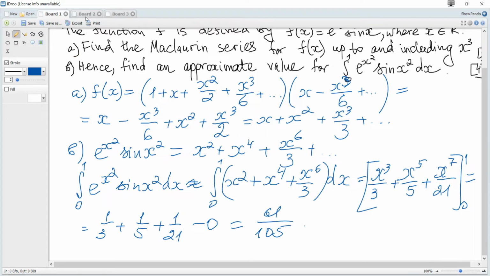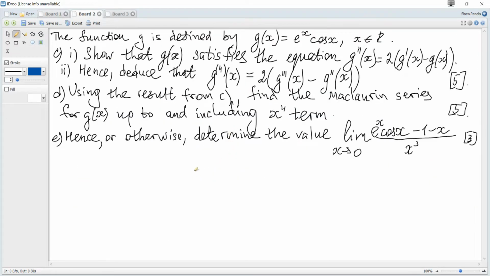The next part of this question: the function g is defined by g of x is e to the power of x cosine of x. Show that g of x satisfies the equation: the second derivative of g is 2 multiplied by the first derivative of g minus 2 g of x. So let's find the first and the second derivatives of g firstly.